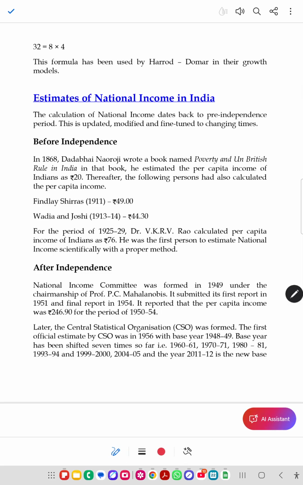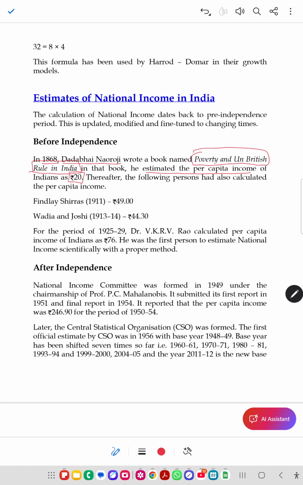Estimates of national income in India. The calculation of national income dates back to the pre-independence period. This is updated, modified and fine-tuned to changing times. Before independence, in 1868, Dadabhai Naoroji wrote a book named Poverty and Un-British Rule in India. In that book, he estimated per capita income of Indians as 20.